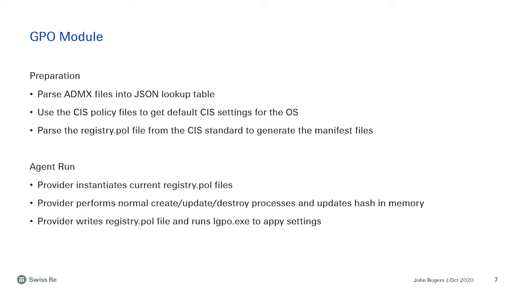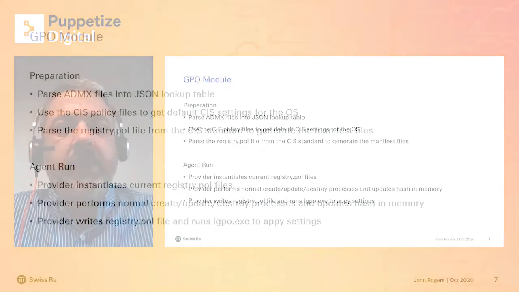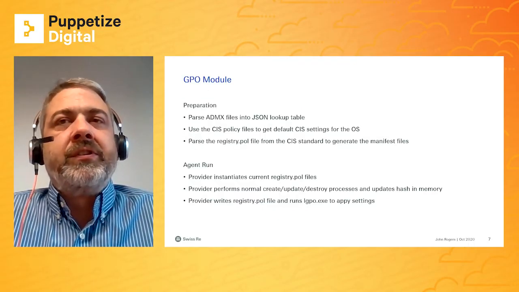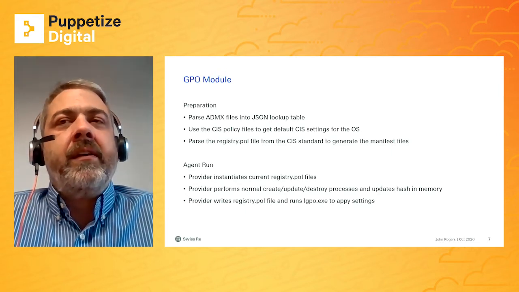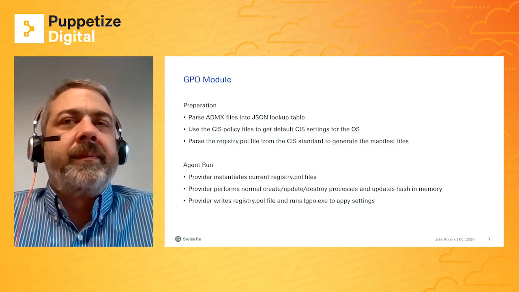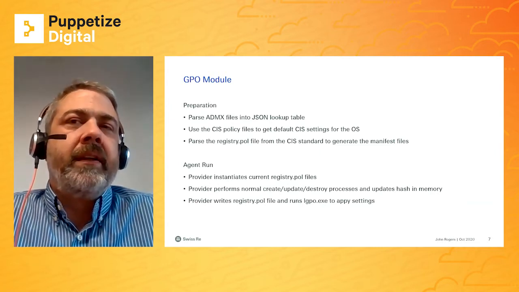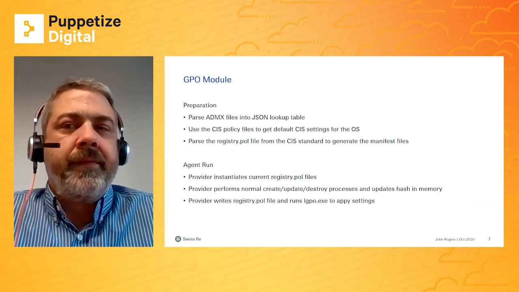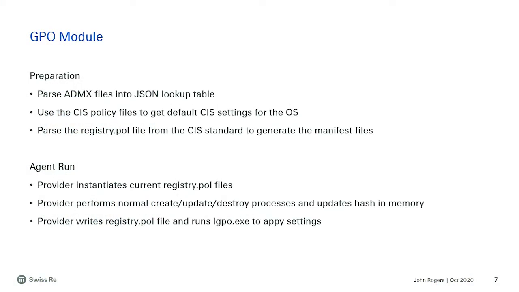So maybe in the future, we'll have something else that we can put out. But basically what we've been able to do is take all of the ADMX files from Microsoft, so basically all of the GPO files, and we can parse those. Then we parse the CIS standards that come from CIS. And we end up producing a set of manifests along with the type and provider where we can pretty much just manage every setting that you can manage from the GPO.